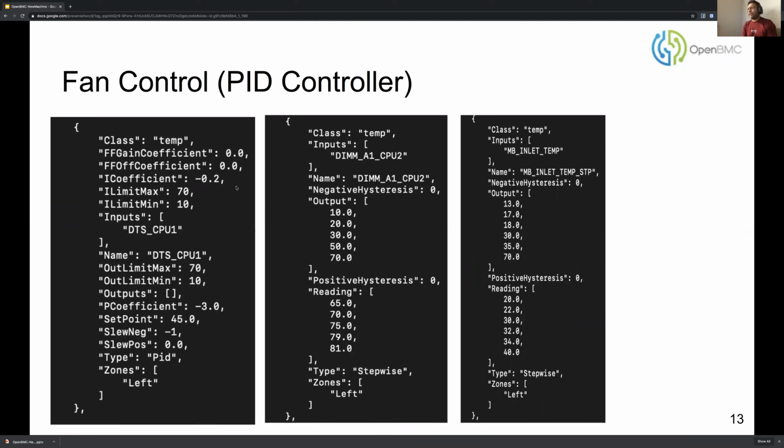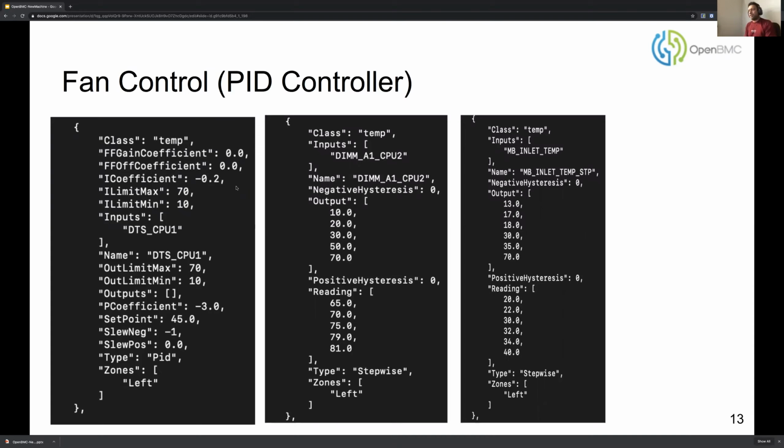We have three types of temperature sensors listed here. The leftmost one is type PID. The next two are type stepwise. The PID has its own fields you have to add details about. So let's say the input temperature is DTS CPU1. For that, you want to control, and these are the parameters you have to provide.